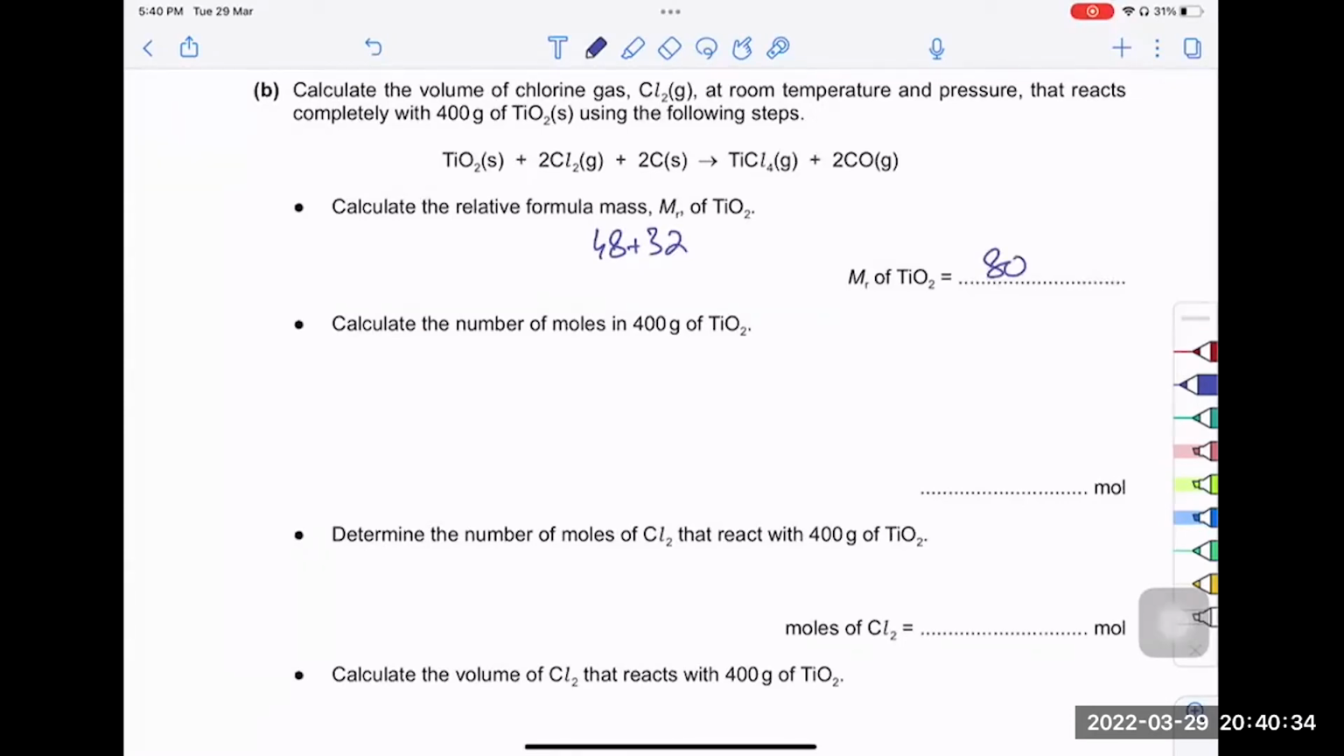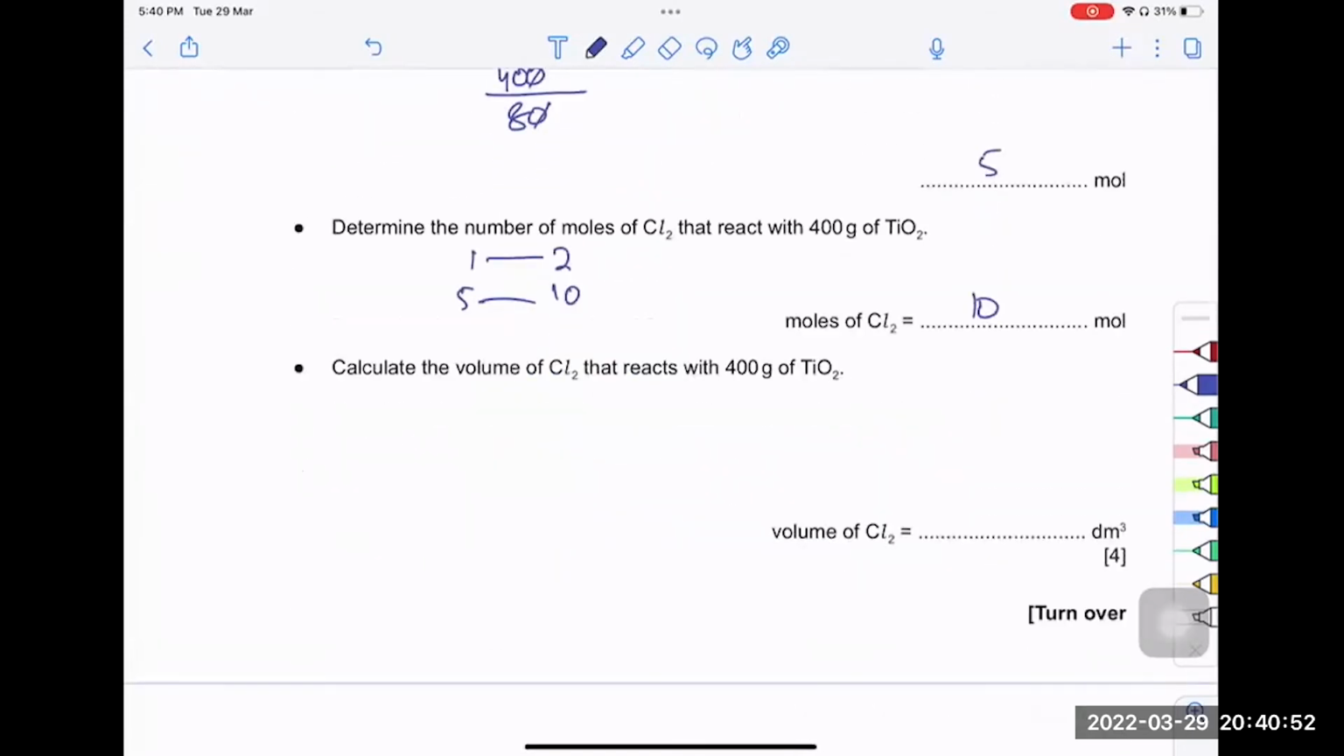Number of moles of 400 grams of TiO2. So 400 mass hai, 80 MR hai, so it's going to be 5 moles. Determine the number of moles of chlorine. So judging by the equation, if this is 1 mole, that is 2 moles. So this is 5 moles, that is 10 moles. Double ho raha na? Calculate the volume of chlorine that reacts with 400 grams. 400 grams of TiO2 is 5 moles, and the chlorine is 10 moles. So that is 10 times 24, 240 dm3. So this is a pretty straightforward question. काफी आसान था.